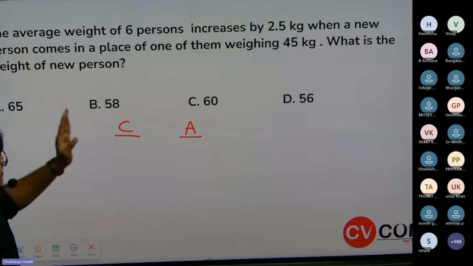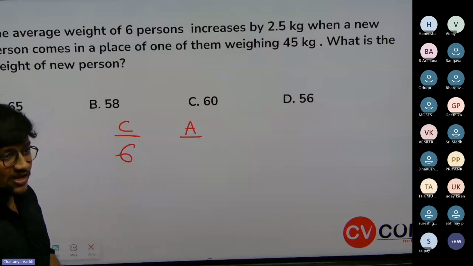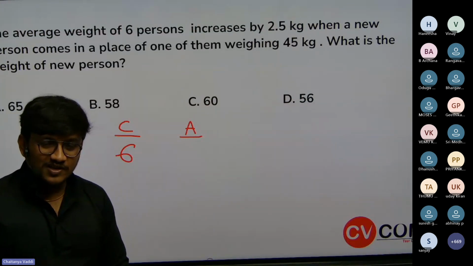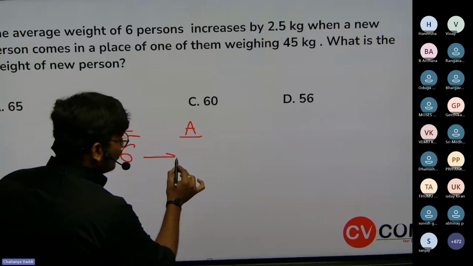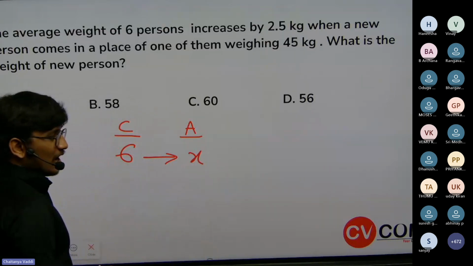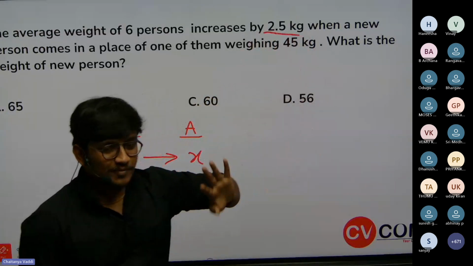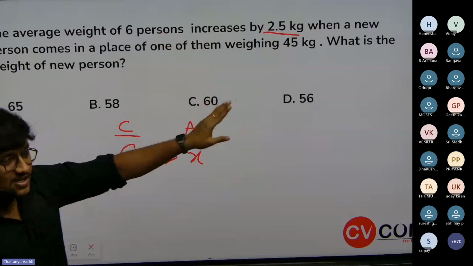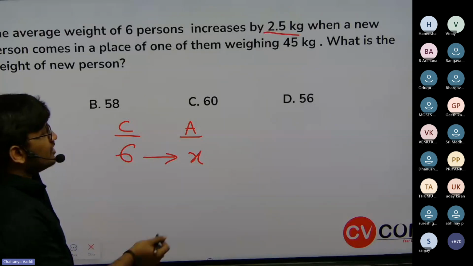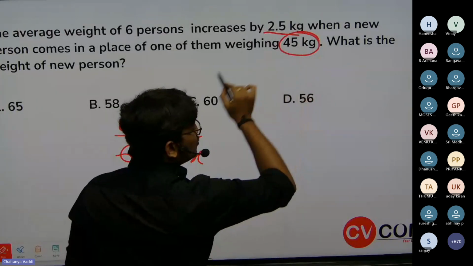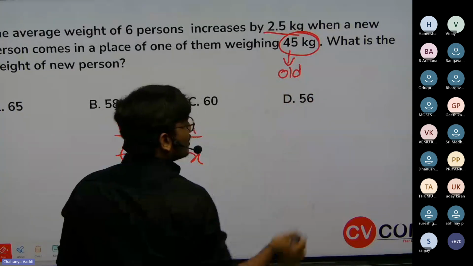Now, if you observe, the count is 6 persons. And the biggest advantage of replacement questions is that in place of one person, a new person will come, correct? So the count will not change. So the count will be 6, and the average of those 6 persons we don't know, so I'm assuming it as X. Average will be X. Don't consider the average is 2.5. Here they're not mentioning that the average is 2.5. The average is increased by 2.5 because a new person comes in place of one of them weighing 45 kgs, means the new person came in place of the old person. That old person's weight is 45 kgs.